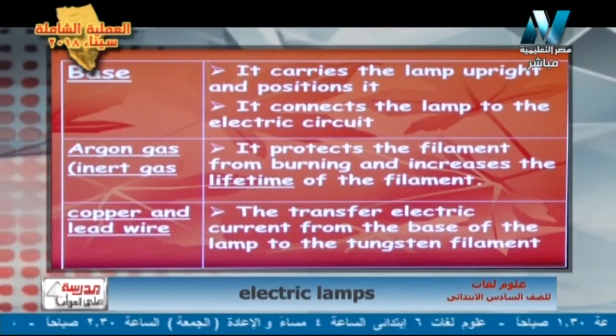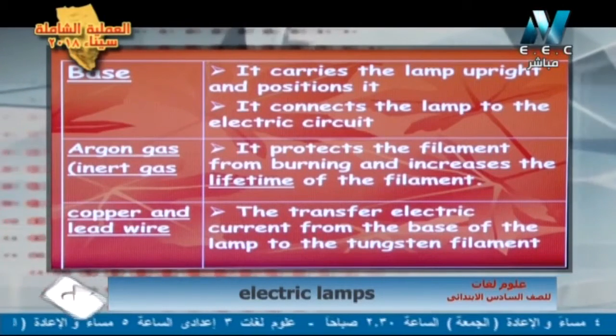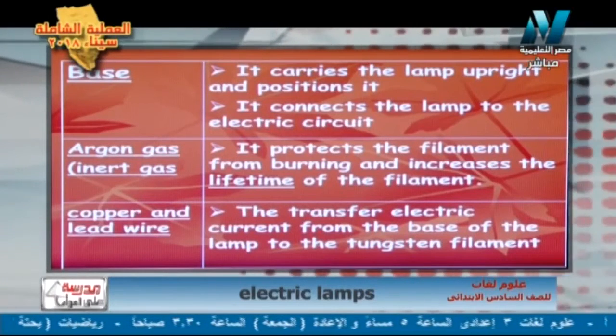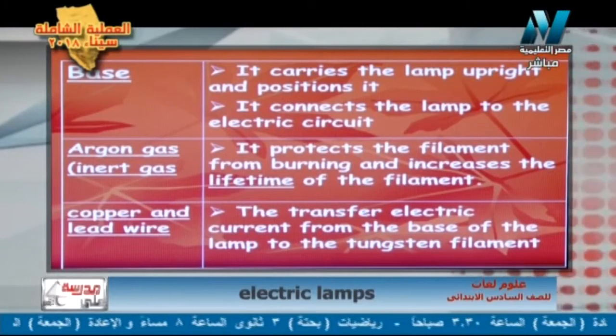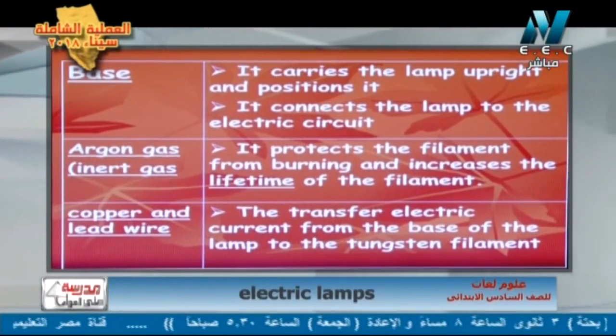So now what about copper and lead wire? عندنا كده سلكين تقريبا واخدين شكل حرف ال V بنسميهم two copper and lead wire. They transfer the electric current بينقلوا التيار الكهربي from the base of the lamp to the tungsten filament. Again, they transfer the electric current from the base of the lamp to the filament.